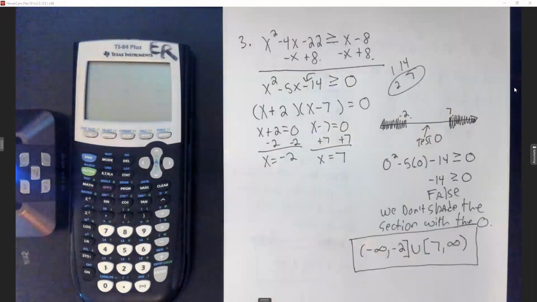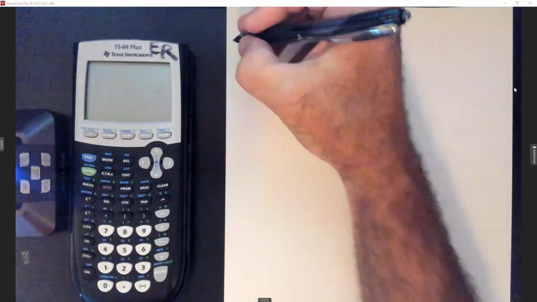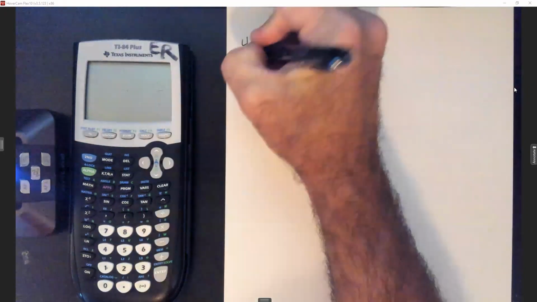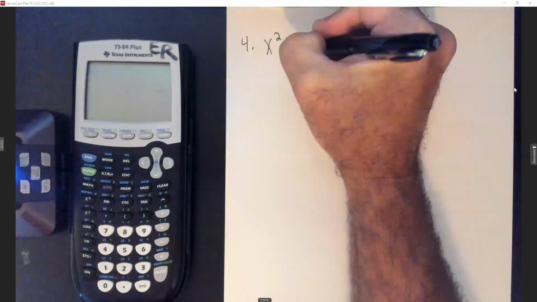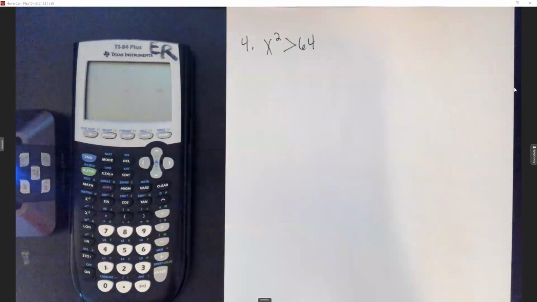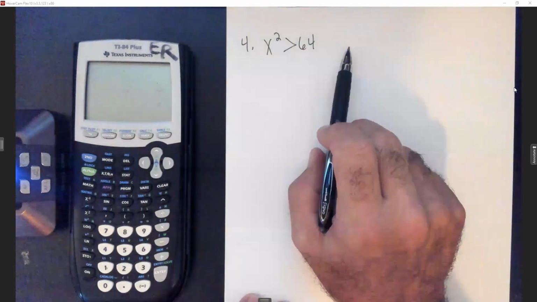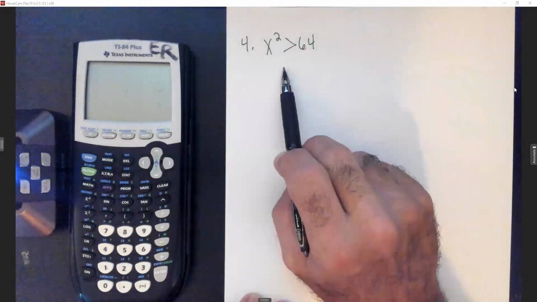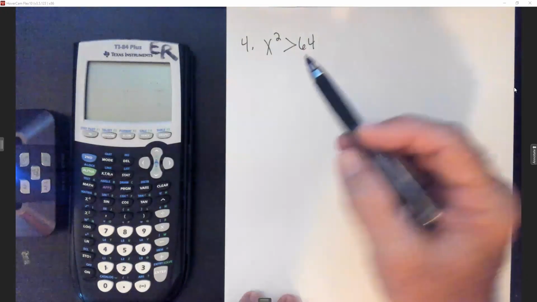All right, y'all, let's go to number, what's next? Number 4. Four has x squared greater than 64. So many ways you can solve this. You can get everything on one side equal to 0. You can factor it or hit it with the quad formula. This one you could actually square root both sides if you wanted to.